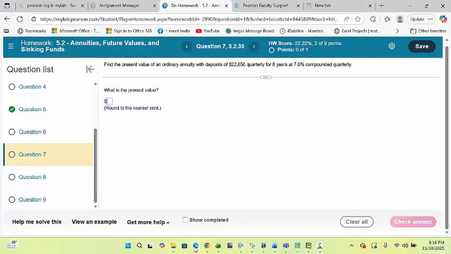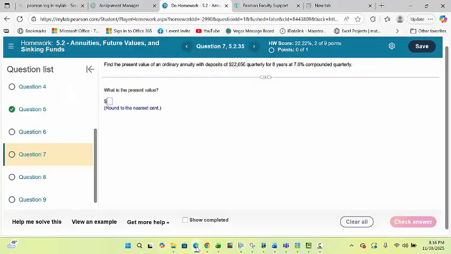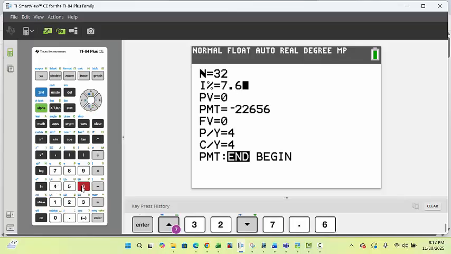I don't know what the compounding period is. Quarterly, so PY and CY are still 4. I'm going to be solving for the future value. Let's check the top here. 8 years quarterly, 8 times 4 would be 32. And it's 7.6%. And everything else should be okay.